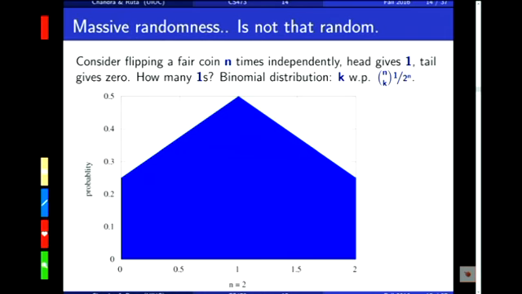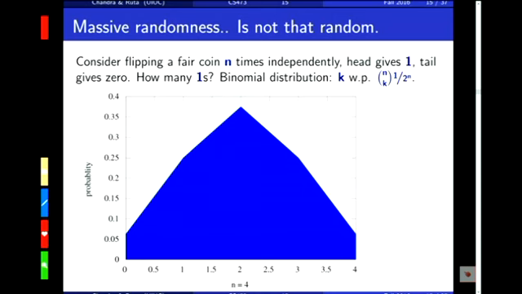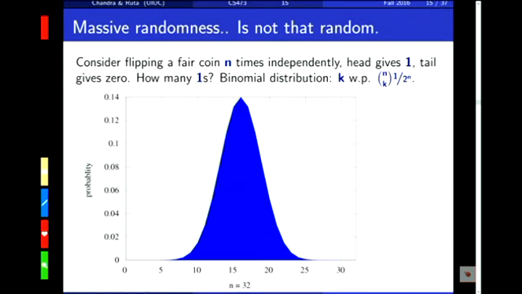As I increase n, this curve becomes more and more like a mountain, with a sharper and sharper peak at the mean. If I do it 4 times, then the mean is 2. Every time with half probability I'll get head, so expectation is 4 times half, which is 2. As you go away from the mean, the probability decreases, and as you increase the number of trials, it decreases really sharply.